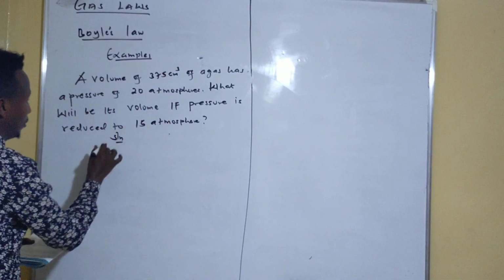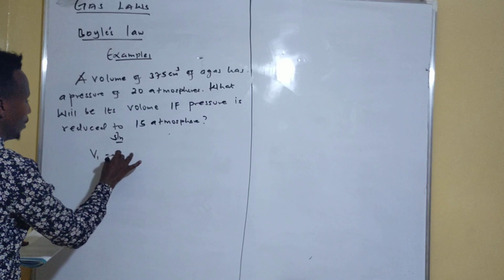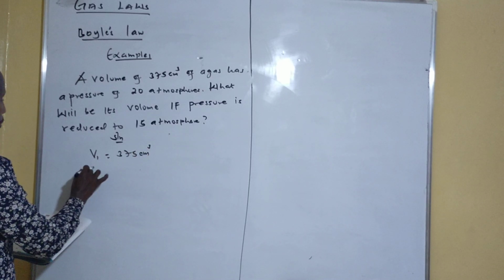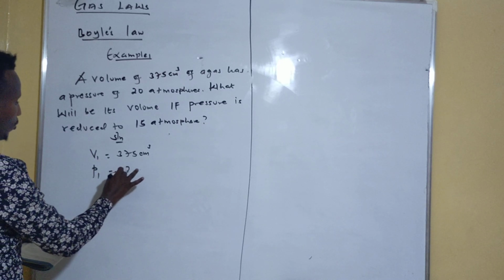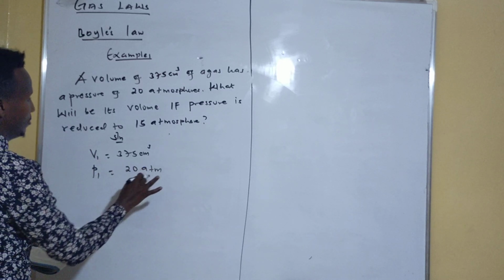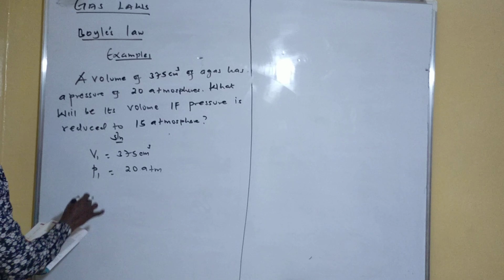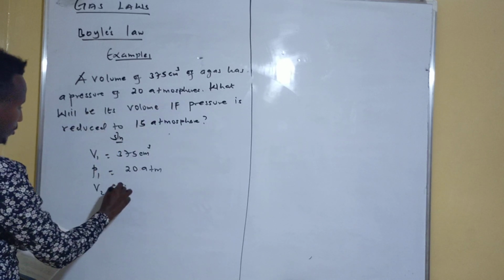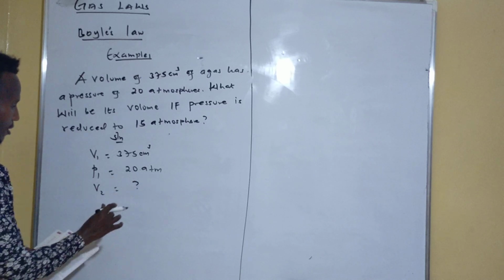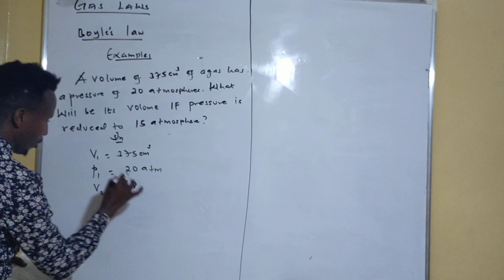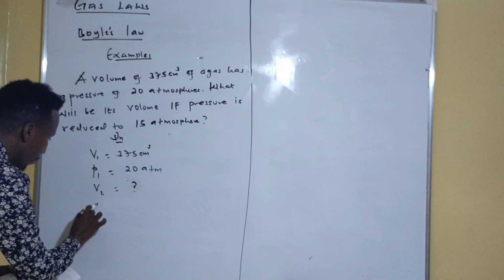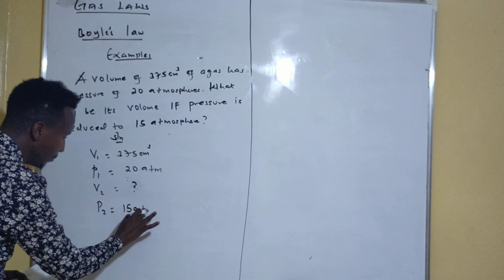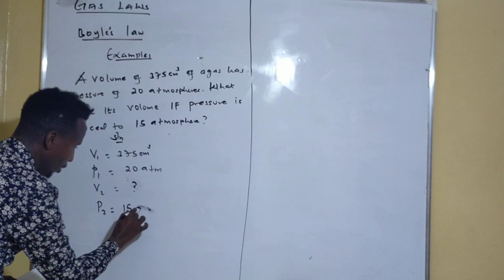So now, coming to the solution part, we have V1. Our V1 is 375 centimeter cubed. We have P1, which is pressure 1, which is 20 atm. Can you see? But we don't have V2 because you are asked what will be its volume. So this is under question mark. This is what you're looking for. Then we have also pressure 2, which is 15 atm.